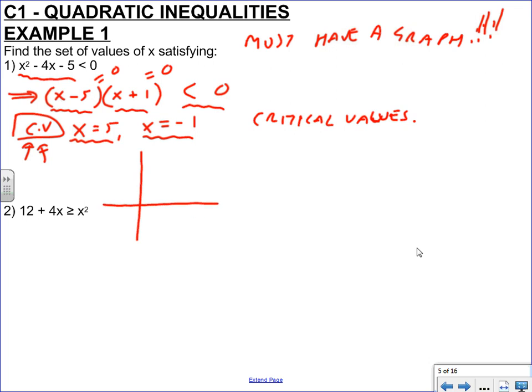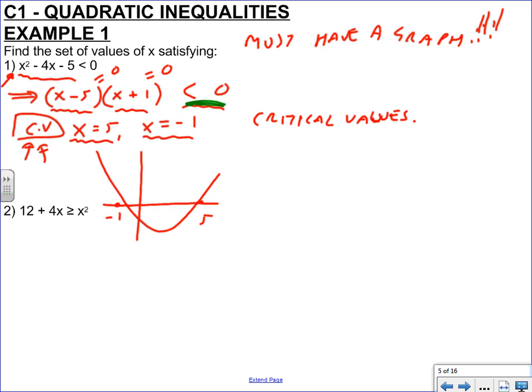Well, again, we can't answer this without a graph. So we're saying x is minus 1, x is 5. Do we have a positive quadratic? Yes, because our x squared is positive. So therefore, the graph is going to look something like that, isn't it? Now, how does the inequality thing work? We're looking for when the graph is less than 0.